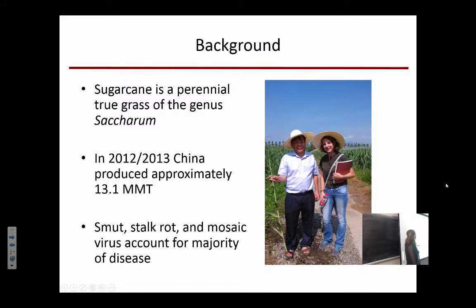And in 2012 and 2013, China produced approximately 13.1 million metric tons of sugarcane, making them the third largest producer of sugarcane in the world. And in southern China and within the Southeast Asian region, smut, stalk rot being Pokkah Boeng, and mosaic virus account for the majority of the disease. This is me here with Dr. Lin. He's a sugarcane breeder there at Fafu. I had the opportunity to meet with him and interview with him and find out a lot about the problem with the disease of sugarcane in the region and what he's seen throughout his experience as a breeder.